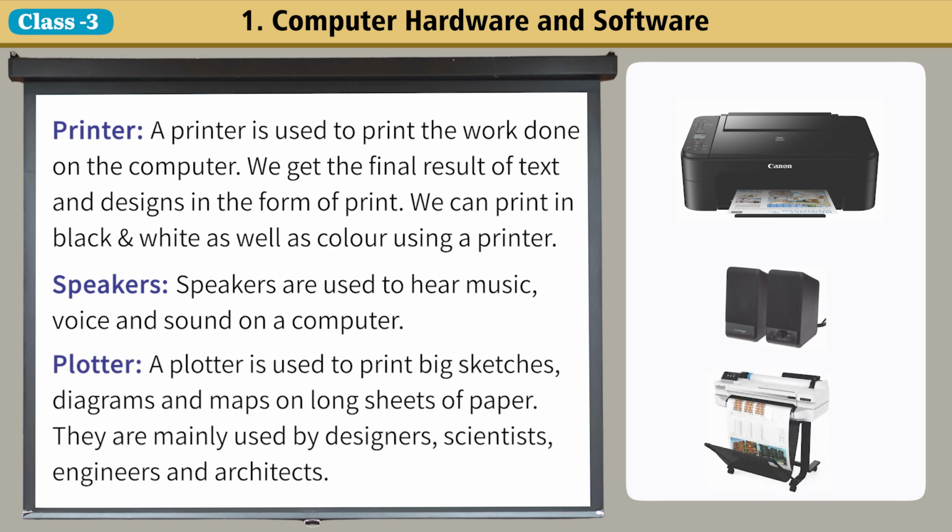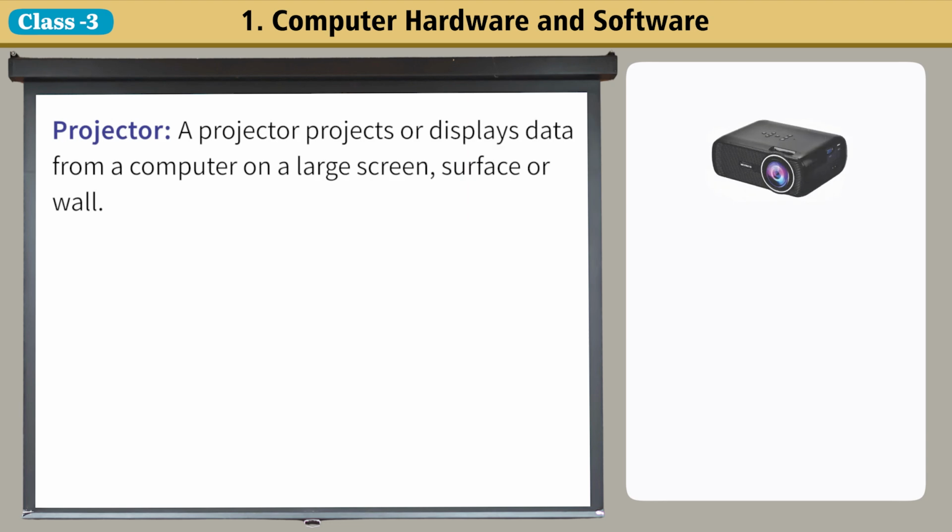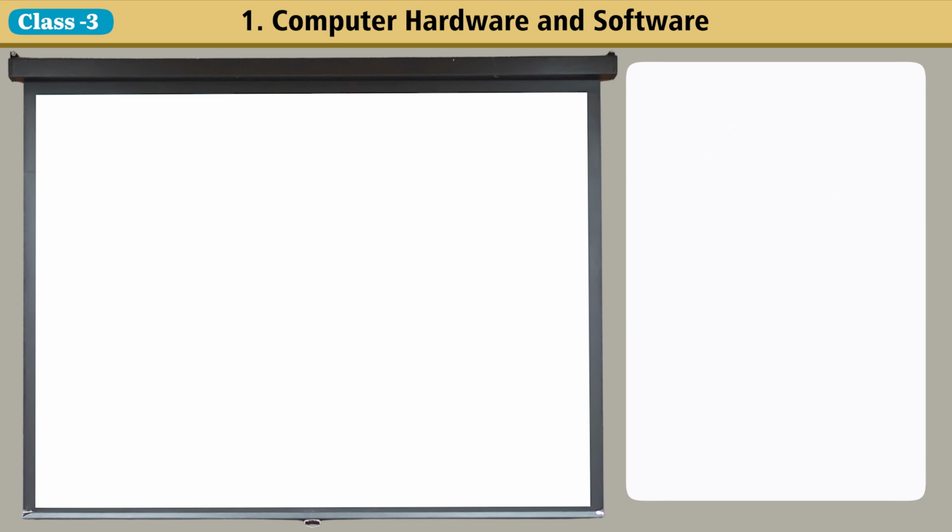Plotter. A plotter is used to print big sketches, diagrams and maps on long sheets of paper. They are mainly used by designers, scientists, engineers and architects. Projector. A projector projects or displays data from a computer on a large screen, surface or wall.